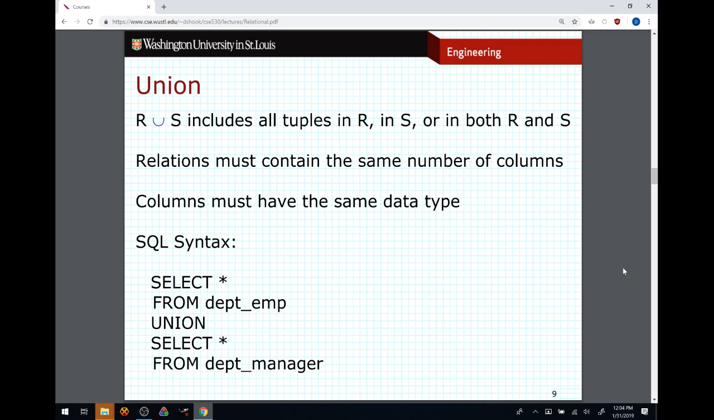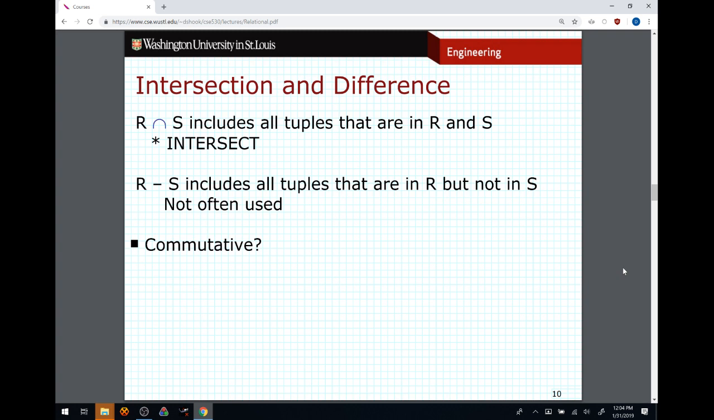But again, not a particularly common operation. Let's talk about intersection and difference, also set operations. So intersection is going to be all tuples that are in both relations. If I have a tuple that's only in R or only in S, that will not be included in the results. Only the tuples that are in both will be included in the results.